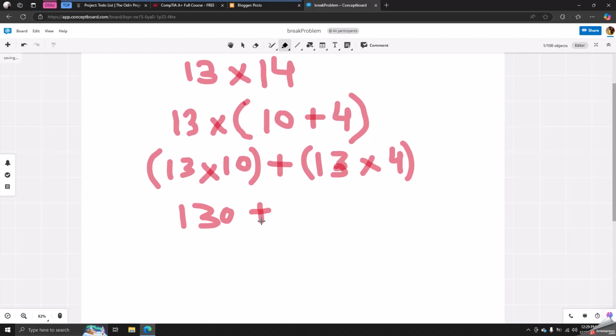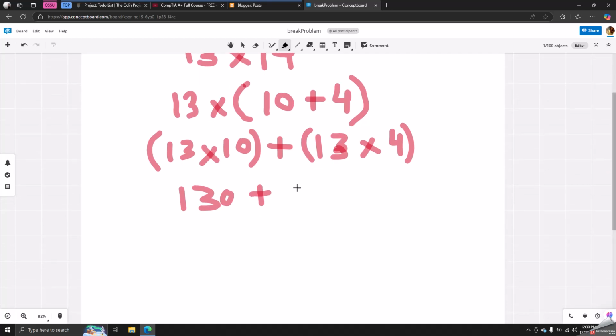Then we can add, and 13 times 4 is what? So this might not be very easy to solve. It might still be a bigger problem for us. So we can actually break this problem even further, right? What I can do is write 13 as 10 plus 3, and now I will multiply this by 4, right?